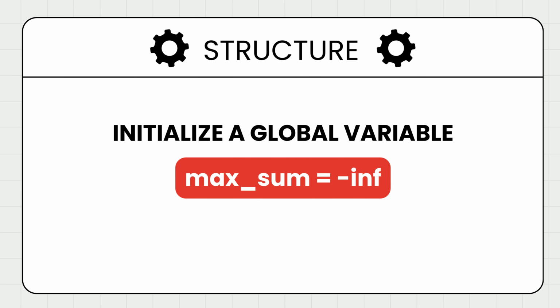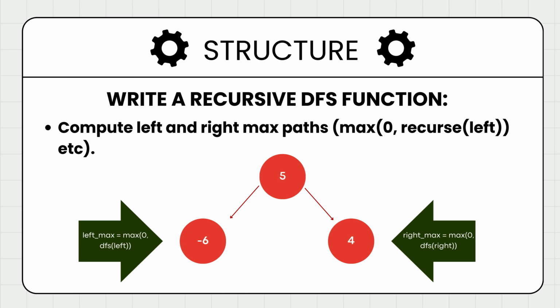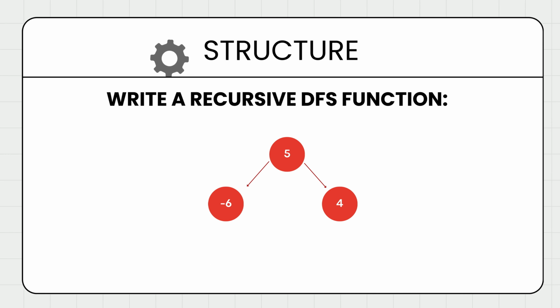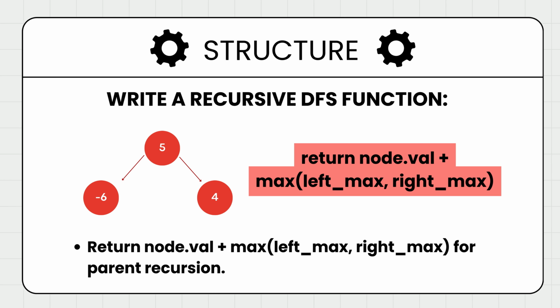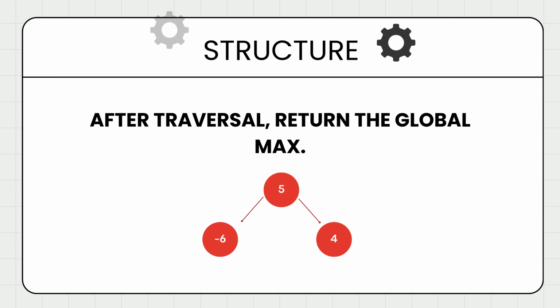Here is the structure. Initialize a global variable, for example, max_sum equals negative infinity. Write a recursive DFS function. If node is null, return 0. Compute left and right max paths, max with 0, recurse left, and so on. Calculate the path sum through the current node. Update the global max if necessary. Return node.val plus max of left_max and right_max for the parent recursion. After traversal, return the global max.